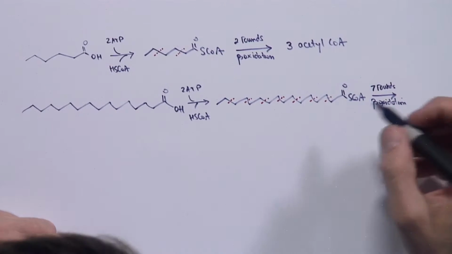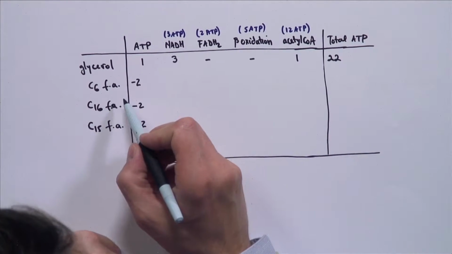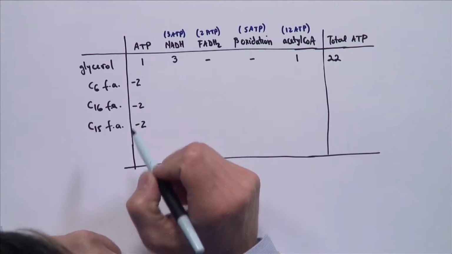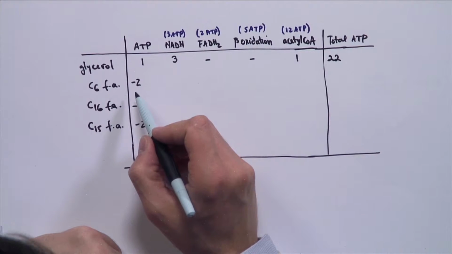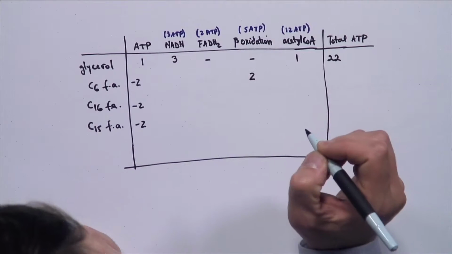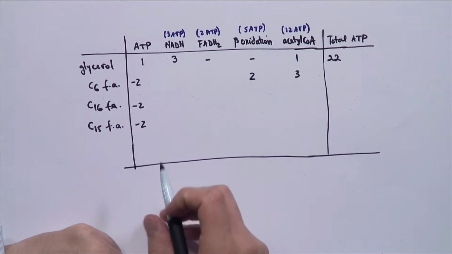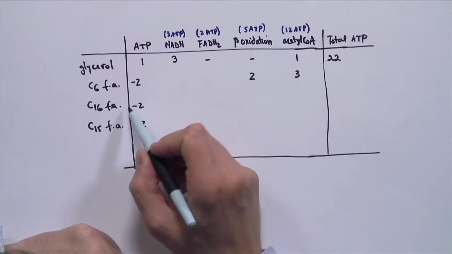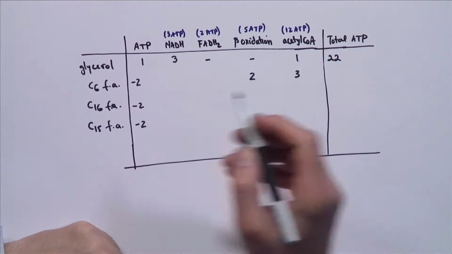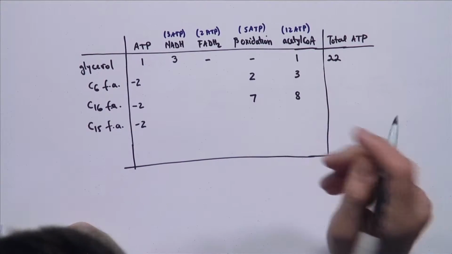It's going to generate 8 molecules of acetyl-CoA. Now let's go back and put all this information into our table. So for the C6 fatty acid, we expended 2 molecules of ATP to activate it, and then we did 2 rounds of beta oxidation, and we generated 3 molecules of acetyl-CoA. For the C16 fatty acid, again, we activated, then we did 7 rounds of beta oxidation, and we generated 8 molecules of acetyl-CoA.